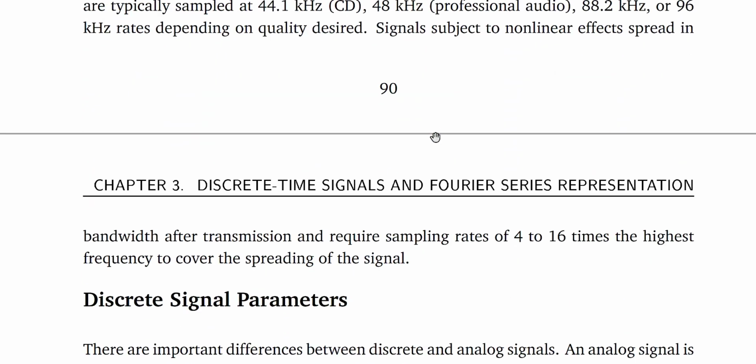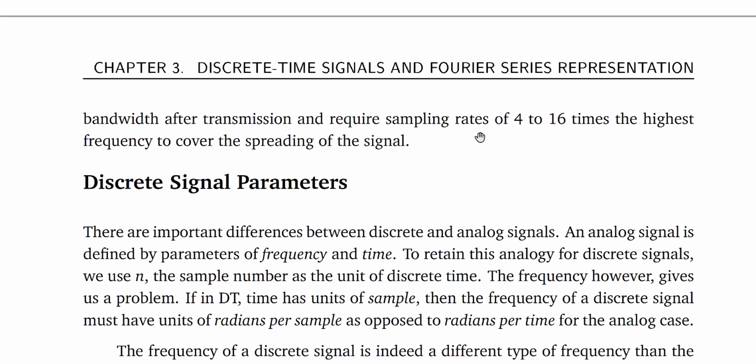Okay. All right. Now we're going to look at discrete signal parameters and how they differ from analog signals. Okay, so an analog signal is defined by the parameters of frequency and time.